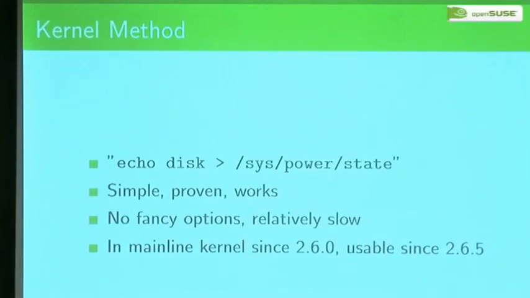Okay, suspend to disk. Suspend to RAM is over, that's the state of the art. For suspend to disk there are different methods. There's the old proven kernel method where you just do echo disk into /sys/power/state, and the machine suspends into the swap device. It works.